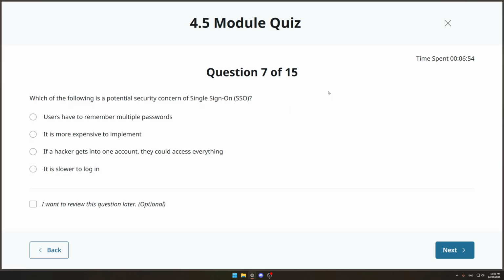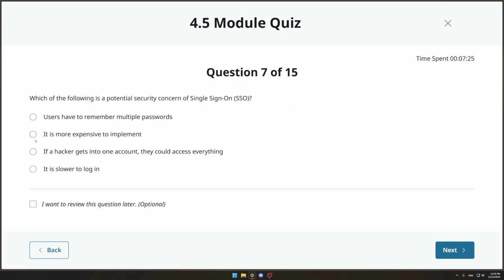Which of the following is a potential security concern of single sign-on? Remember, when you have questions like these, it is always, one of these is not like the other. Users having to remember multiple passwords. That is not true with single sign-on. Single sign-on is you sign into one thing. Like I sign into my Motlow account, and I'm able to access my D2L, my Motlow, which is like registration and stuff. I'm able to access my Word, all that stuff.